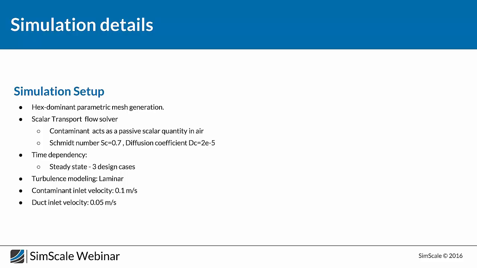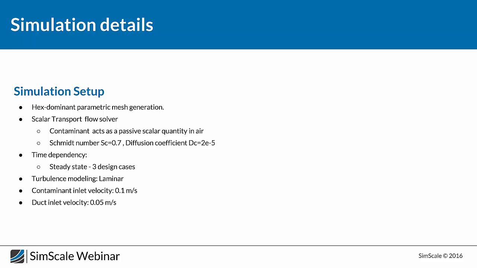Regarding the simulation, these are some generics about the simulation that I'm going to show to you later. We started with a hex dominant parametric mesh generation. There are several parameters. I will show the most important ones, and that will be it for the meshing. In terms of the simulation, as I said, we used passive scalar transport due to the conditions of our flow and the size of the particles that are involved. So the contaminant is represented by a passive scalar in the air.